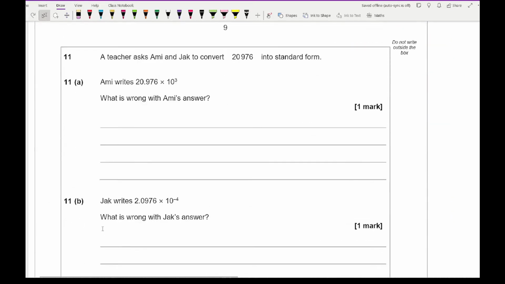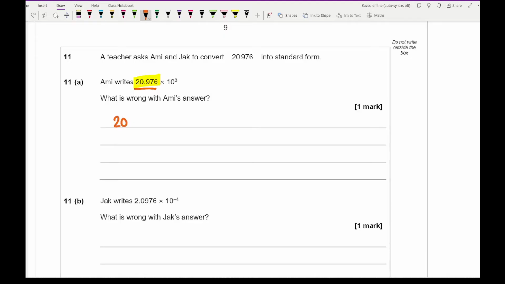Moving on to question 11, it says that a teacher asks Amy and Jack to convert 20,976 into standard form. Amy writes 20.976 times 10 to the power 3. What is wrong with Amy's answer? So for this, hopefully you've got some knowledge of standard form, but the error lies in the number that we're multiplying by the powers of 10.